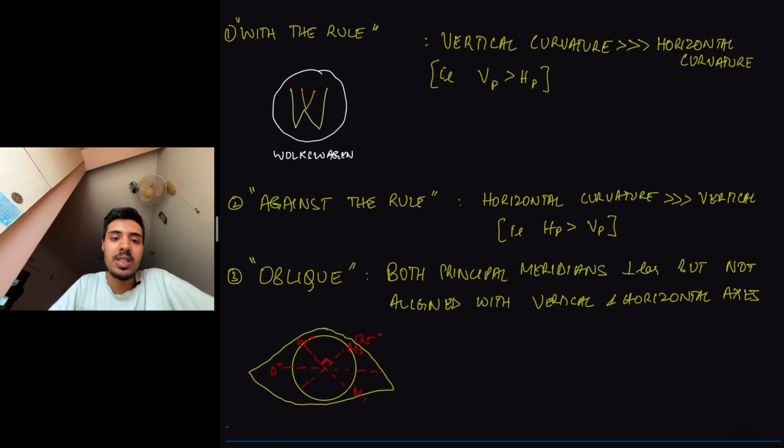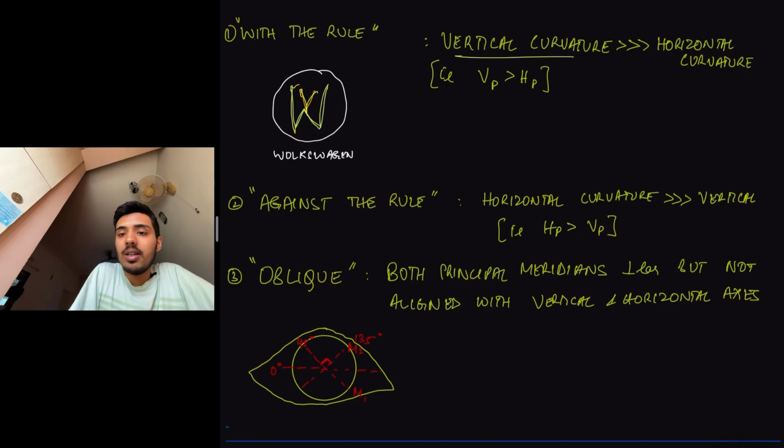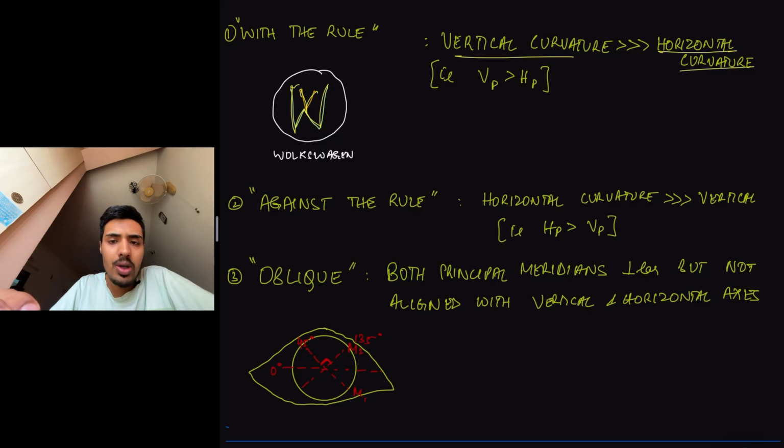With the rule astigmatism, as you can see, Volkswagen, W for with the rule and V for vertical. Here it follows this rule. It is a type of astigmatism where the vertical curvature is more than the horizontal curvature. Understood? Because wherever curvature is more, power is more. More the curvature, lesser the focal length, more the power. So with the rule astigmatism, the vertical power is more than the horizontal power.